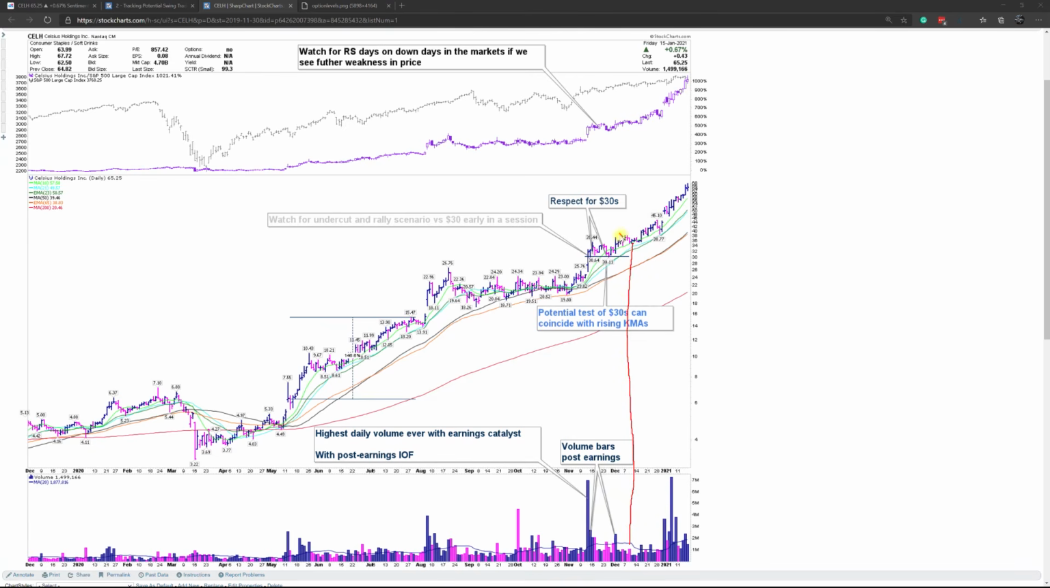So at this point, some people say you could have positioned in this name over here as well, or added to your position. Yes, that is one way to go about it. I mostly position all at once, based on the science behind the 30 that we have going. We have the IOF, again, just to be repetitive: highest volume ever with earnings catalyst, follow-through volume after earnings, and it's showing RS days. That's basically the setup, and that resulted in this particular move.